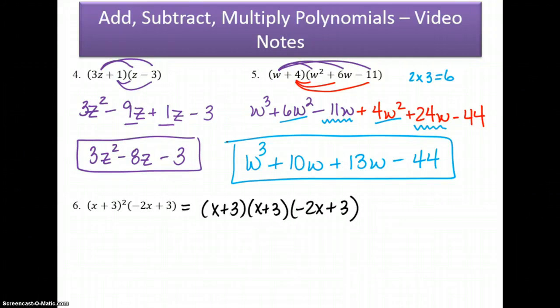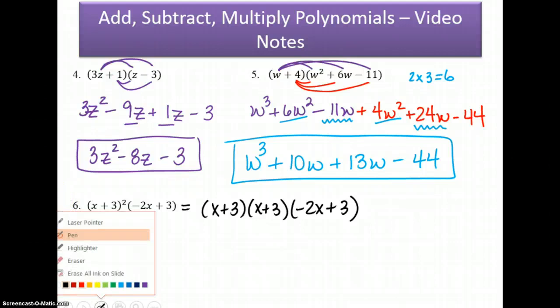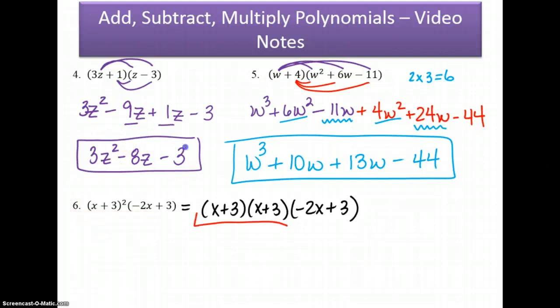So in order to do this, we need to do a lot of multiplying. What we're going to do here is multiply these first 2 things out first. So we're going to multiply these together. Again, we're just FOILing. Hopefully you're good at these.